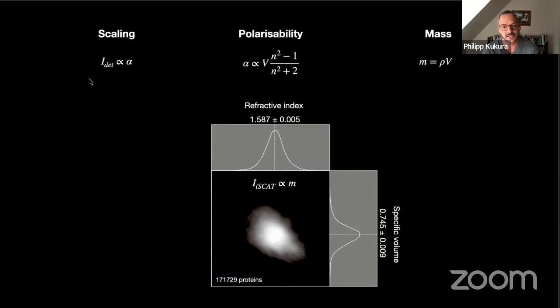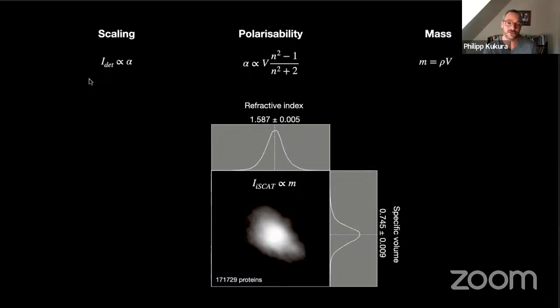Your detected signal intensity is proportional to the polarizability of the object. And that kind of makes sense, right? The polarizability is essentially the ability of the electrons in the system to be driven by the incident electric field.